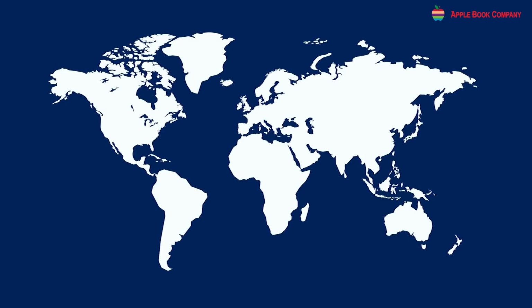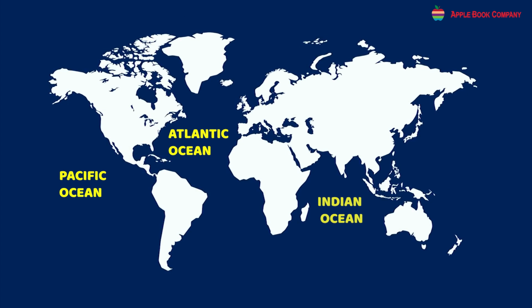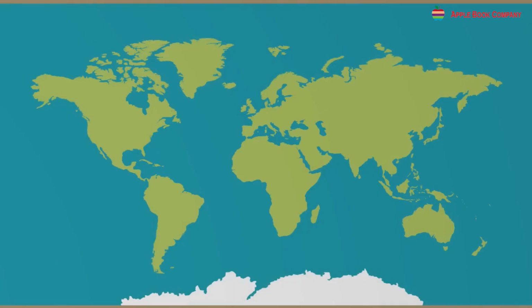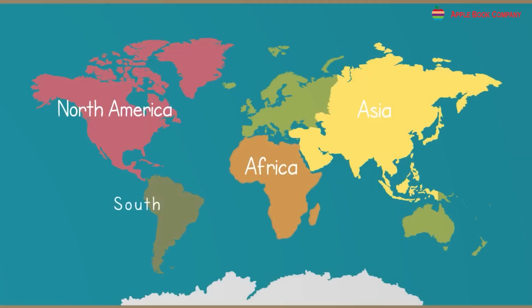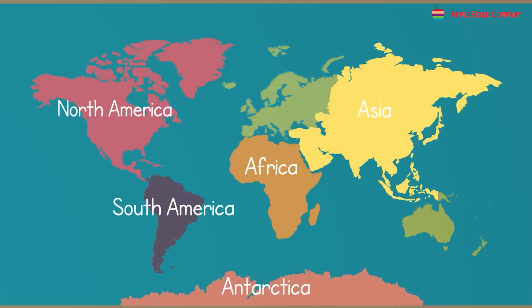earth. The 5 oceans are the Pacific Ocean, Atlantic Ocean, Indian Ocean, Antarctic Ocean, and the Arctic Ocean. They vary in size, depth, and features. There are 7 continents, namely Asia, Africa, North America, South America, Antarctica, Europe, and Australia. Each continent has its own unique geographical features and cultural diversity.